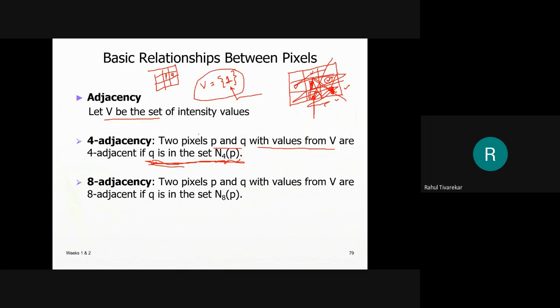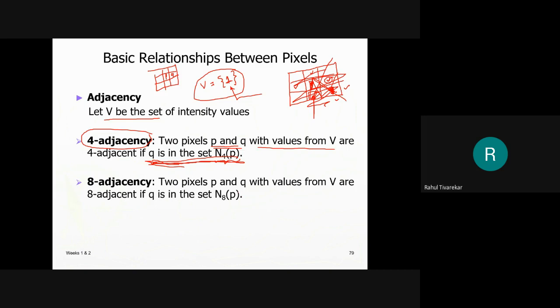So if pixel P and pixel Q satisfy the criterion that Q is in the set of four neighbors of P, or P is in the set of four neighbors of Q, then we can say that those two pixels P and Q are four adjacent.